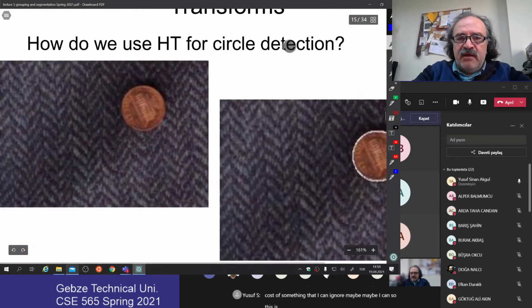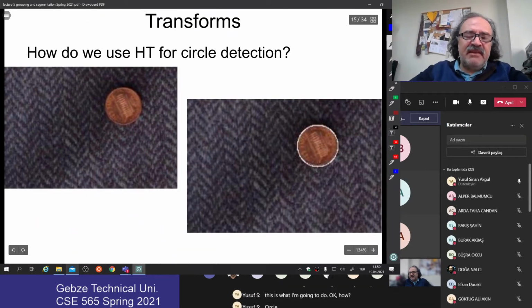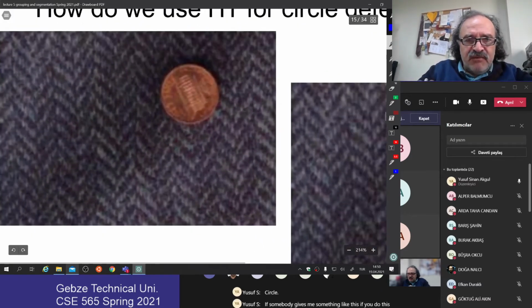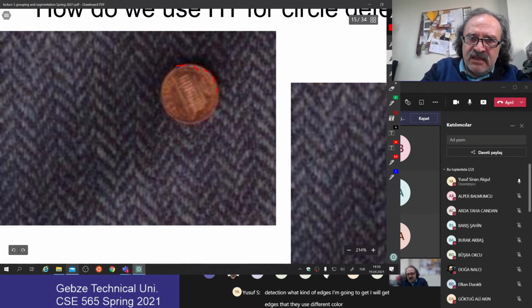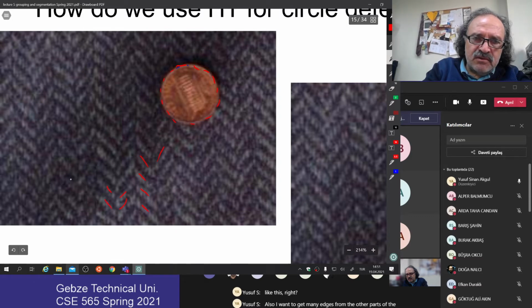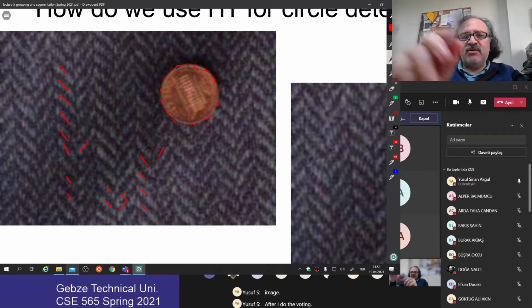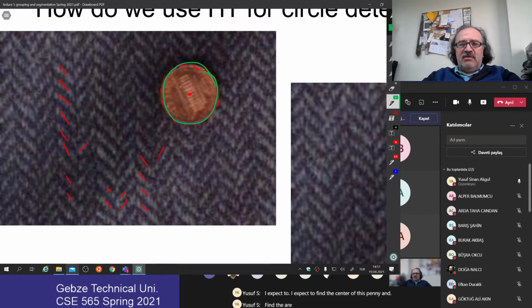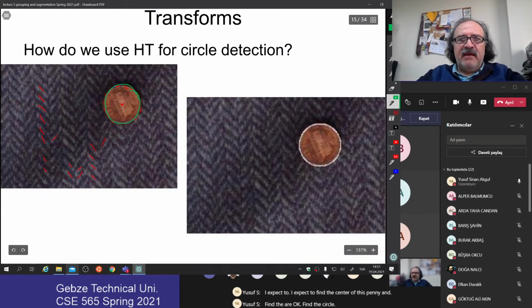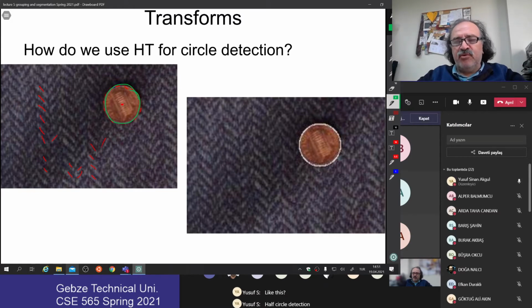Okay, half circle. If somebody gives me something like this, if you do the edge detection, what kind of edges am I going to get? I will get edges, let me use a different color. I am going to get edges like this, right? Also, I am going to get many edges from the other parts of the image. After I do the voting, I expect to find the center of this penny and find the R. Find the circle, like this. Half circle detection. That's what I'm going to do.